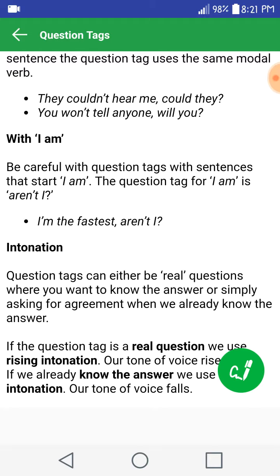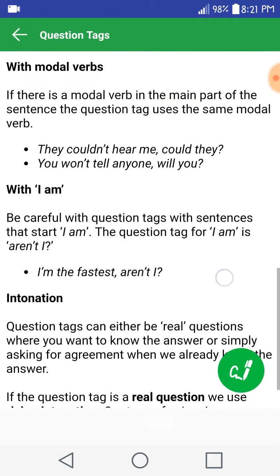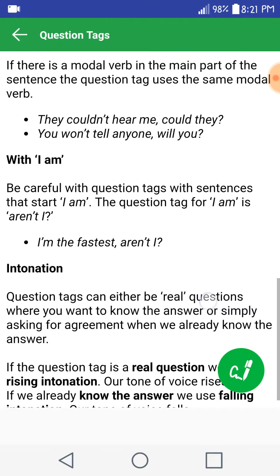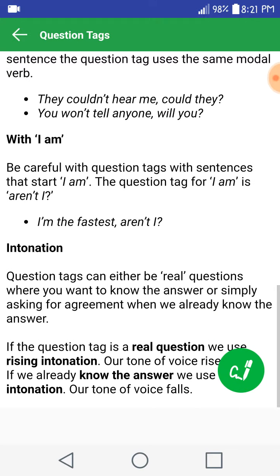Now, intonation. Question tags can either be real questions where you want to know the answer, or simply asking for agreement when we already know the answer. If the question tag is a real question, we use rising intonation. Our tone of voice rises. If we already know the answer, we use falling intonation. Our tone of voice falls.